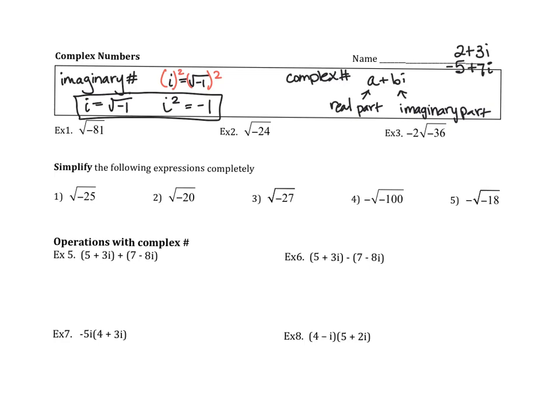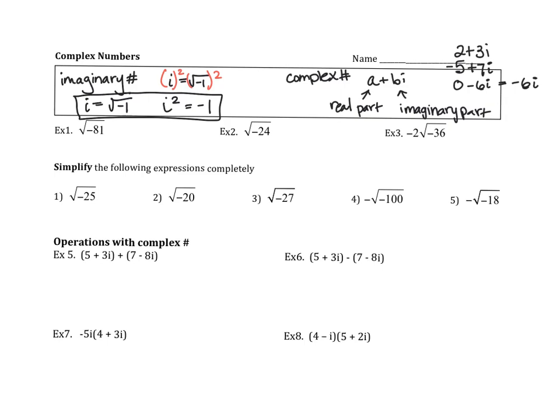But my imaginary part or my real part, either one can also be 0. So let's think about my real part being 0 and my imaginary part being -6i. Well, 0 minus 6i would just be -6i. So -6i is an imaginary number. It's also a complex number with the real part being 0.